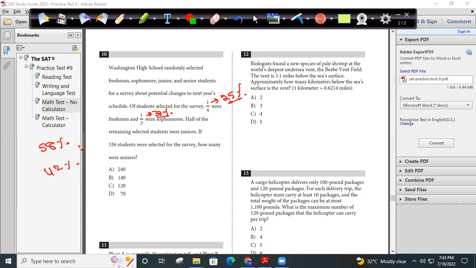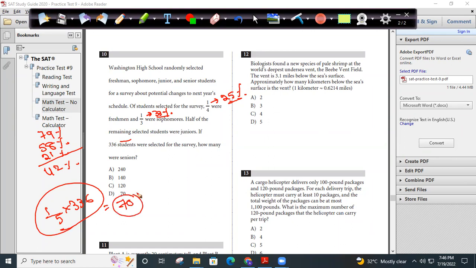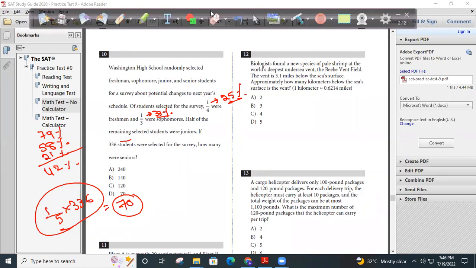So remaining is 42%. If half of the remaining selected students were juniors, it means 21% were juniors. So 58 plus 21 is approximately 79%. If 336 students were selected, how many were seniors? So seniors were approximately 21%. 21% means about 1/5. 1/5 of 336. Okay, so it should be approximately 70. In seconds, we'll be able to get to the answer.